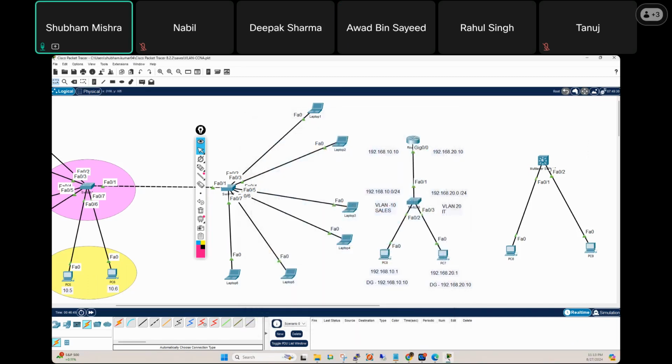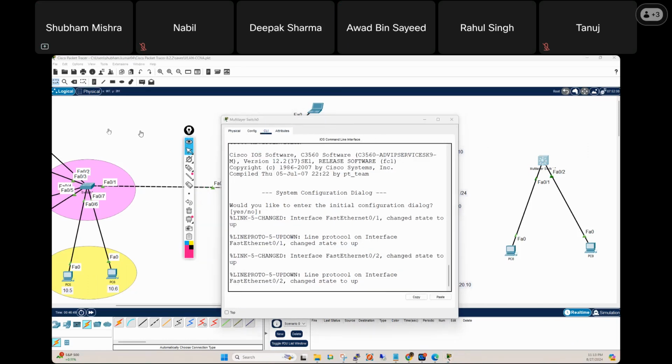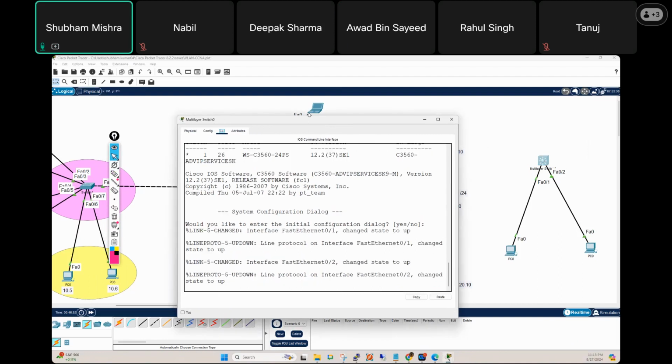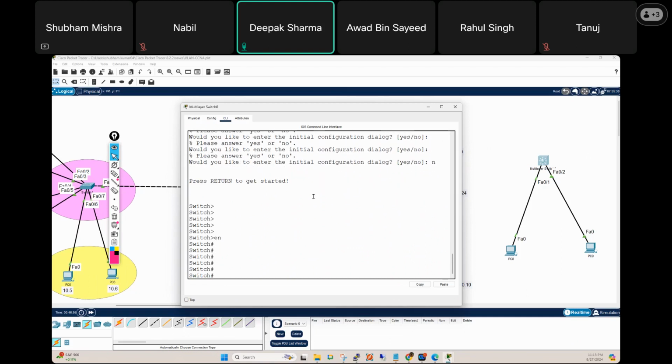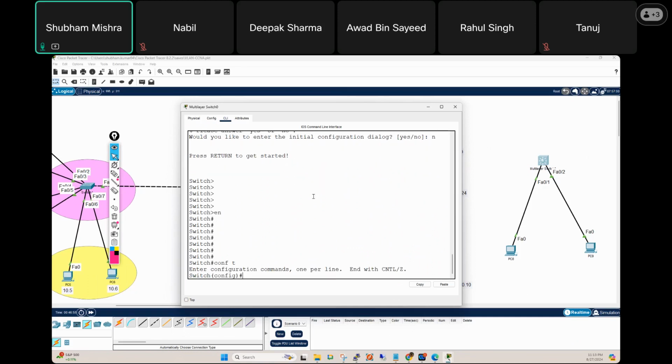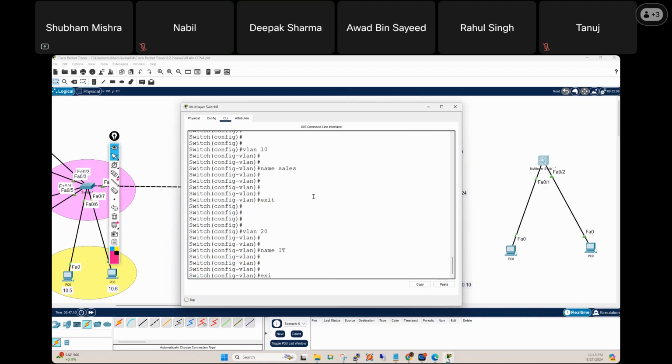Now, come on here on this switch. It is visible to all of you? Okay, first of all, what we need to do, we need to configure two VLANs, right? VLAN number 10, name is Self Exit. VLAN number 20, name is IT Exit. Everyone, tell me, done?